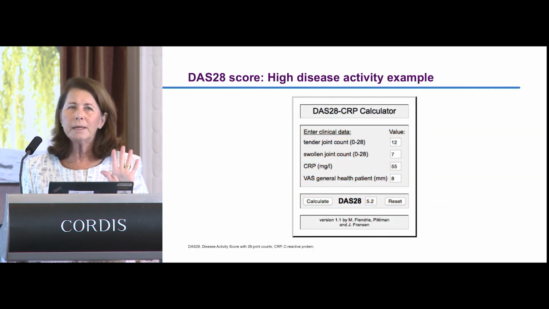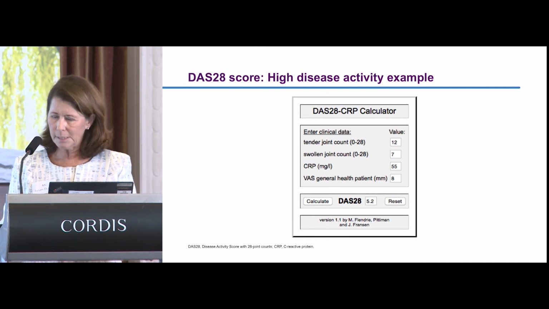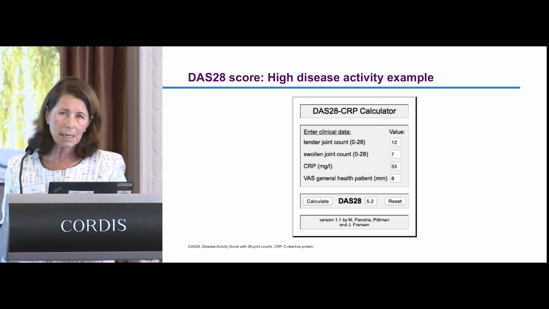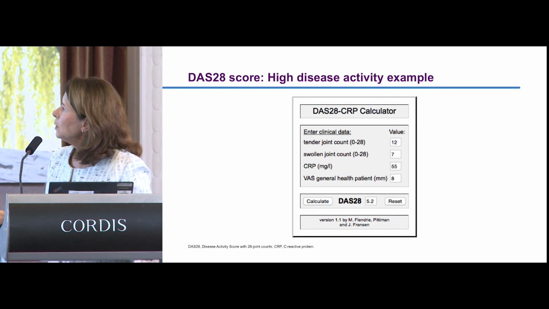And I don't know how many of you are regularly doing DAS at the moment, but the DAS28, here is an example. And these calculators are on the internet. You can get one easily. So what you would do is you would assess the patient, and you'd put in how many swollen and tender joint counts here. You put in how many swollen here. You'd put their CRP in.